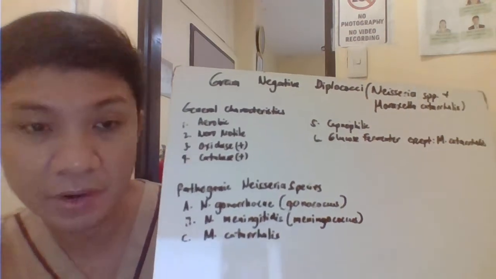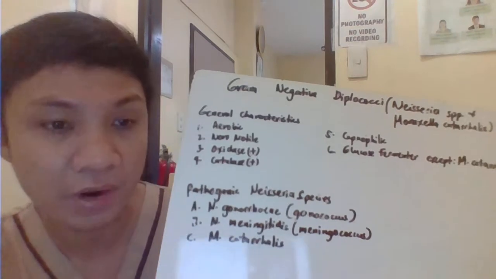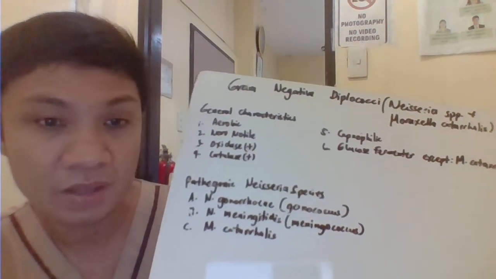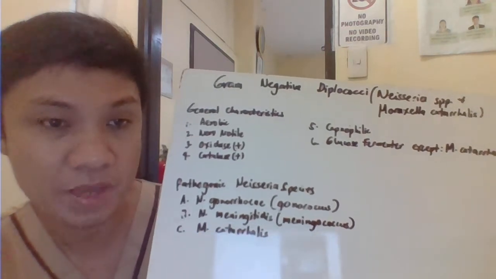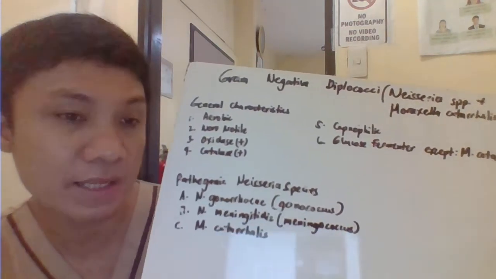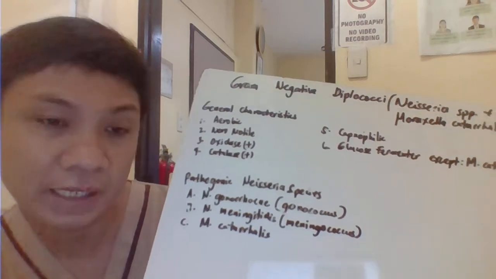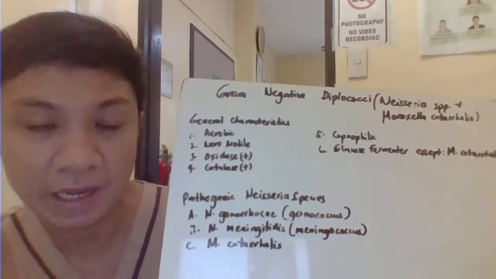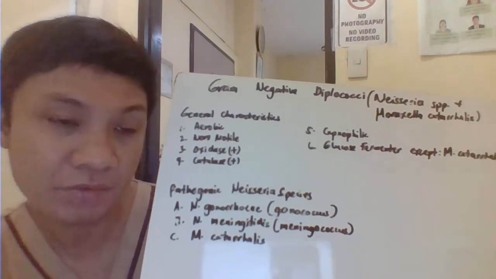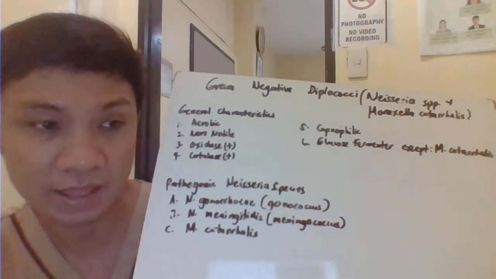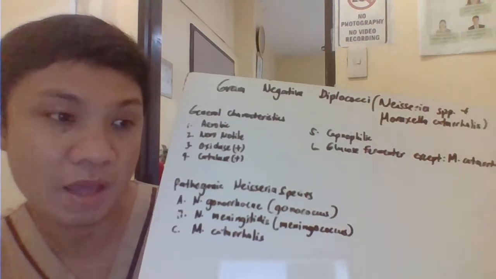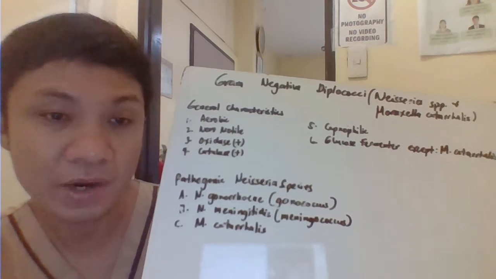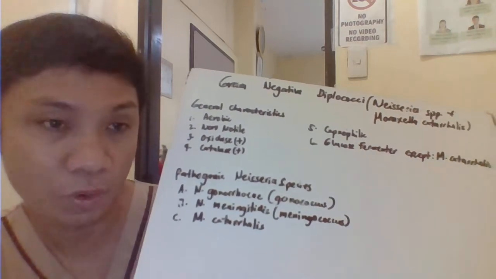They are aerobic, so they have a strict requirement for oxygen, and they die in the absence of oxygen. This group also tends to be oxidase positive, catalase positive, non-motile, and capnophilic. When we speak about capnophilic, they require 5 to 10% carbon dioxide in a high humidity environment to survive. And they are also saccharolytic, they tend to ferment glucose.